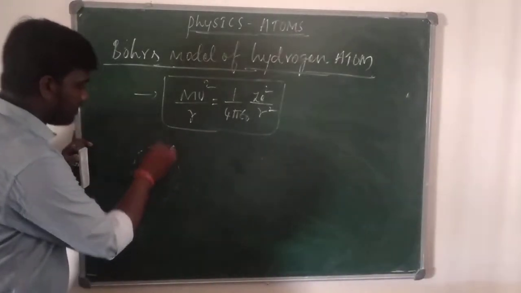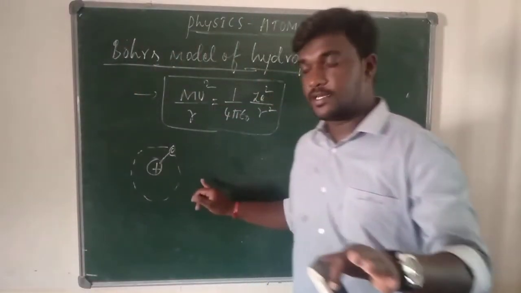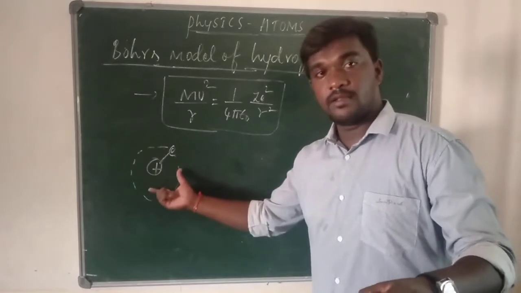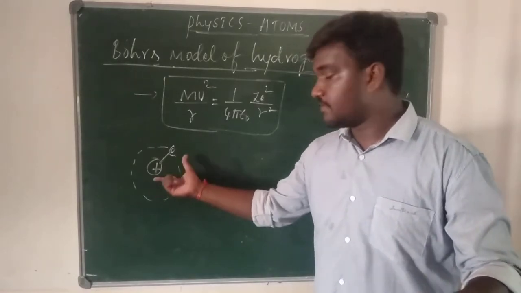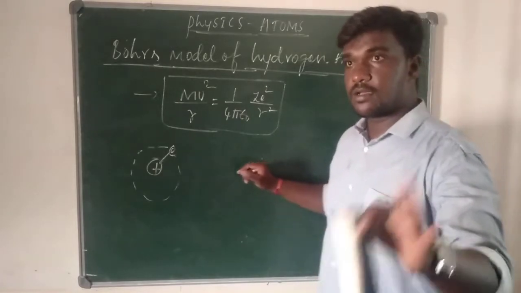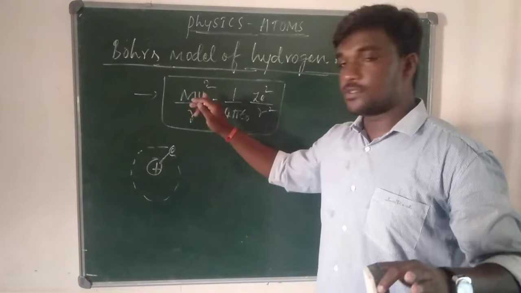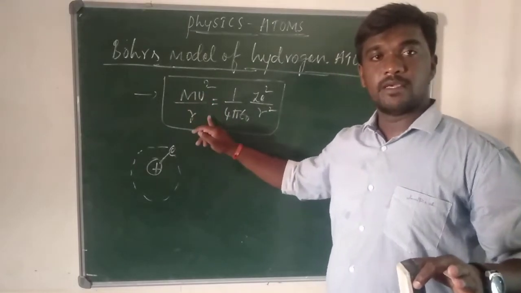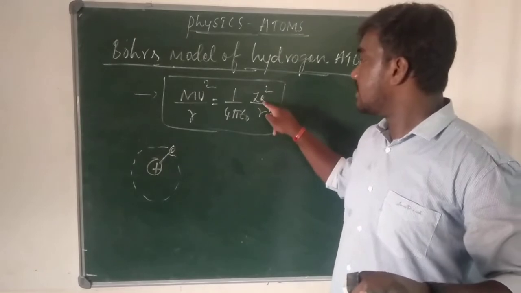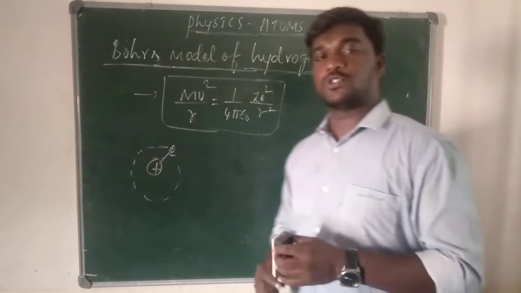So in between them, the nucleus has a positive charge and the electron has a negative charge. In between, the electrostatic force of attraction acts. Here the centripetal force mv square by r is equal to 1 by 4 pi epsilon naught Ze square by r square. Okay, that is one postulate.